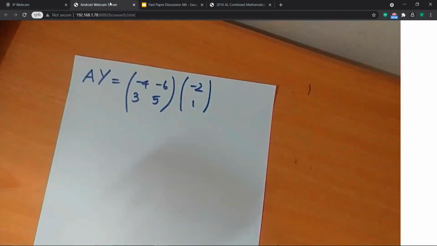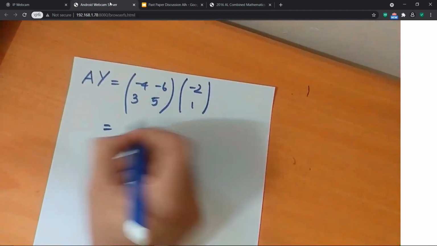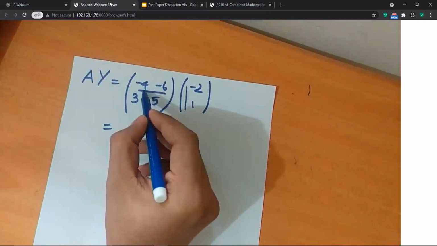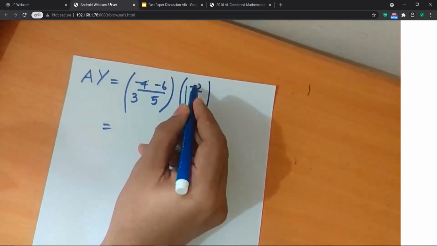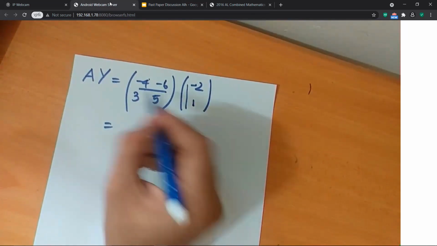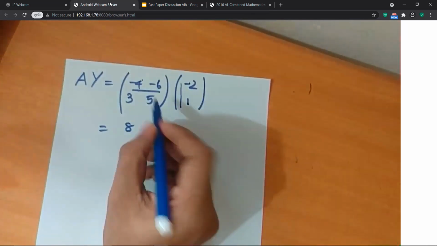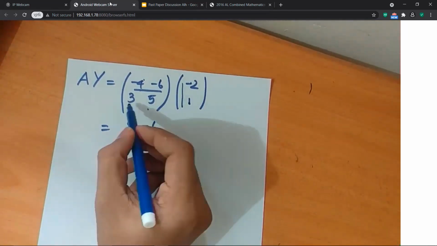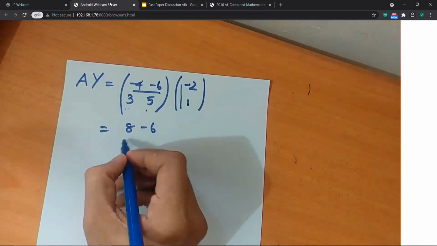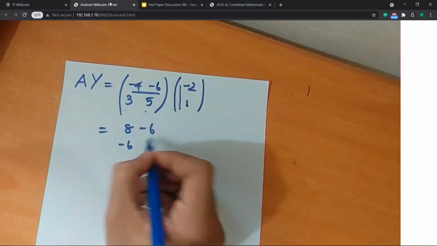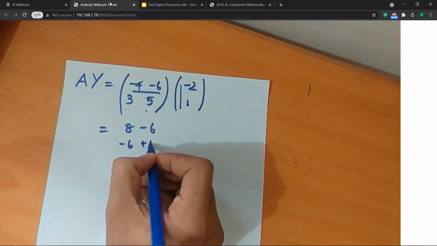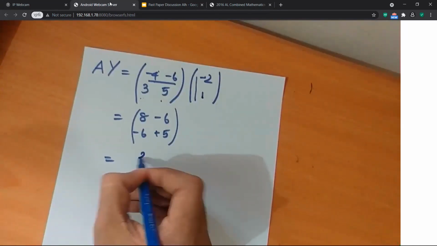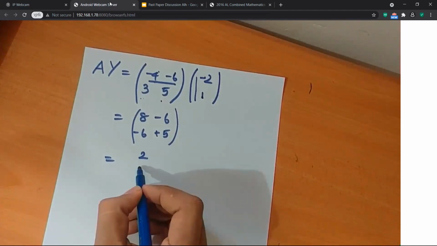If you multiply these two, once again, the row multiplied by the column. Minus 4 into minus 2 is plus 8. Minus 6 into 1 is minus 6. Then 3 into minus 2 is minus 6. 5 into 1 is plus 5. Right? If you simplify, 8 minus 6 is 2. Minus 6 plus 5 is minus 1.